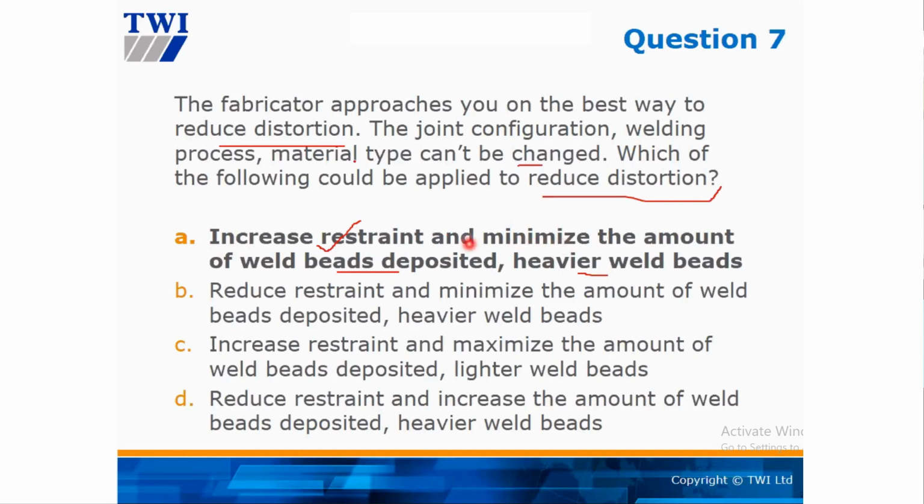Reduce distortion by increasing restraint, yes. Minimize amount of weld metal deposited, meaning we are changing from single V to single U. So single U always gives less distortion. And also heavier weld bead means you are reducing the number of weld layers. When you reduce layers of weld, you reduce expansion and contraction effect. If you got more layers of weld, you are increasing expansion, contraction, then you got more distortion. Got it? All right.